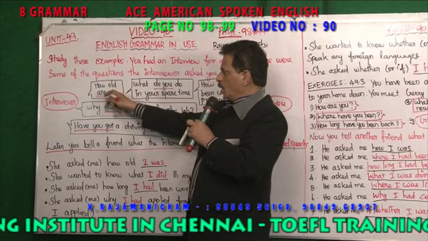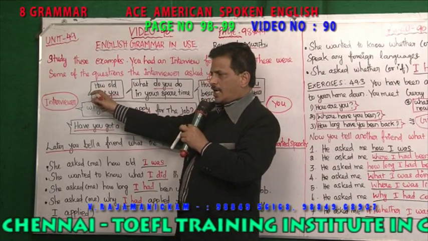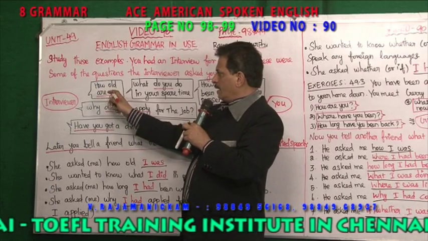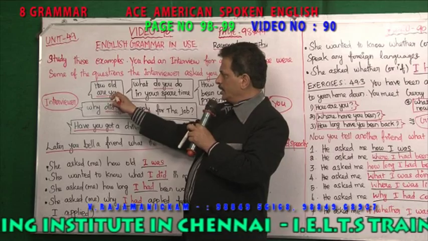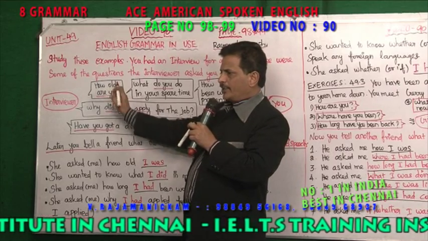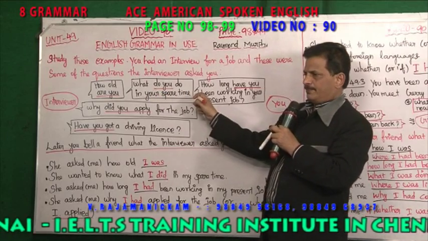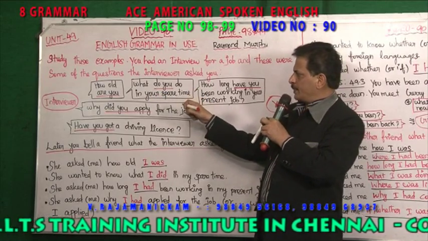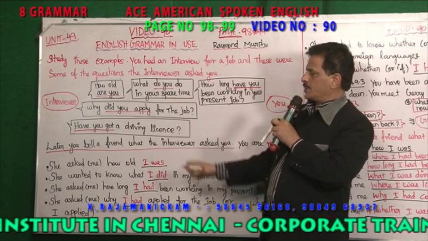What did he ask you? How old are you? The interviewer asked you the question, how old are you? See the sentence structure: are comes before you. What do you do in your spare time? So, do comes before you.